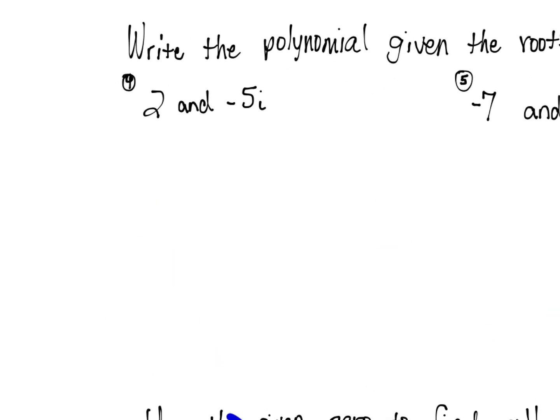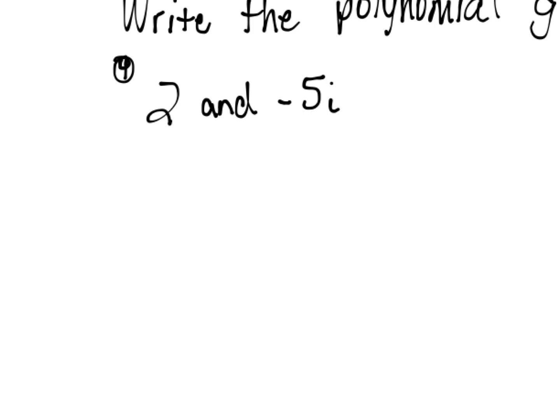So looking at number 4. We have 2 and negative 5i as our zeros. But because we have an i, we need its pair. We need its partner. What would the pair for negative 5i be? Positive 5i. So positive 5i is also a zero. So let's write this in factored form. Awesome. x minus 2, x plus 5i, x minus 5i.